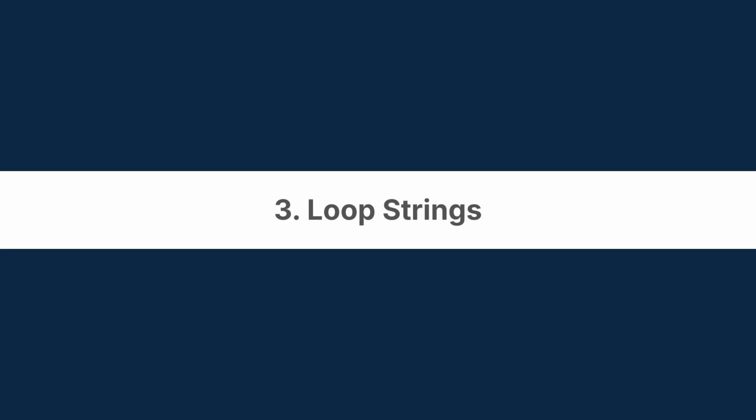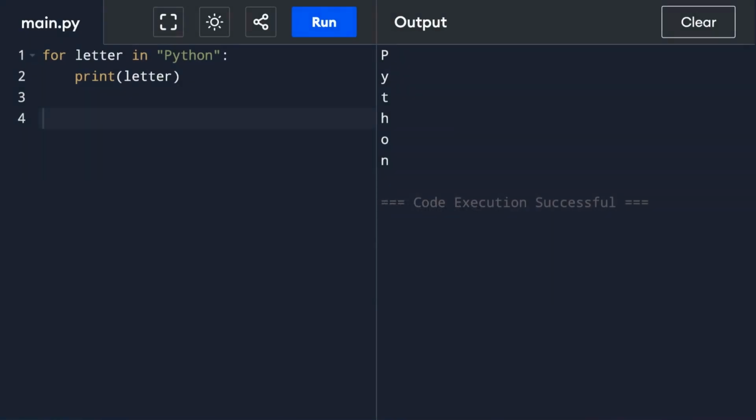3. Looping string. This is an example of looping through each letter in a string step by step. The goal is to go through each letter in the word Python and print it one by one. A string is just a bunch of characters grouped together, like letters, numbers, and symbols. Here the string is Python. It has 6 letters.